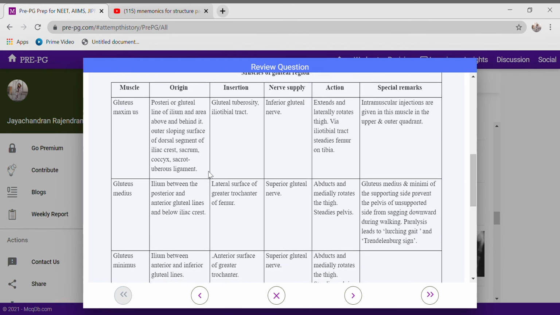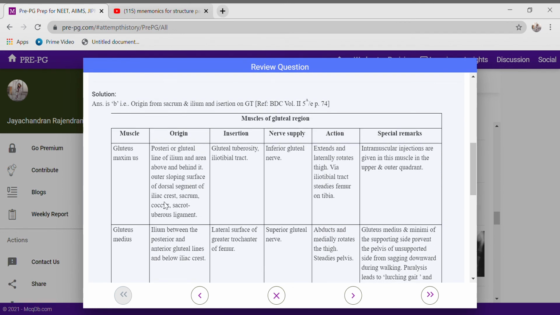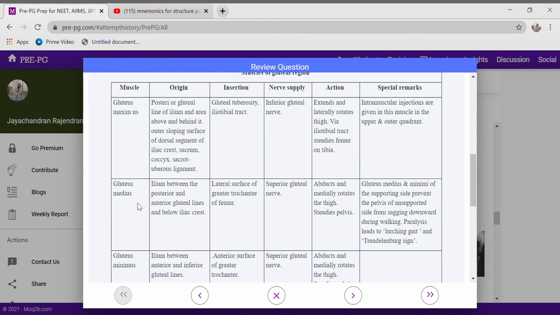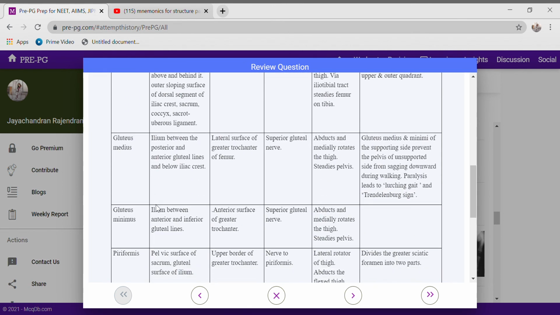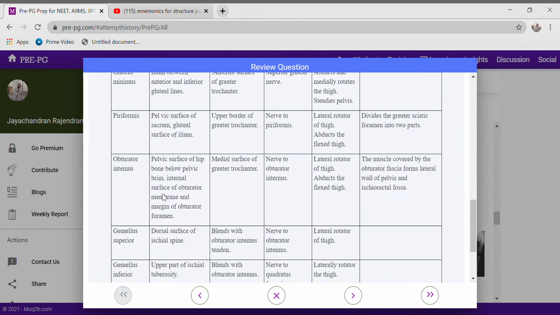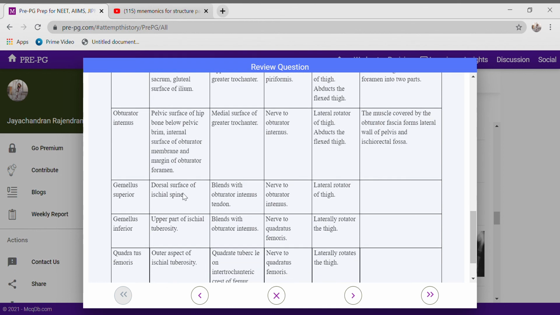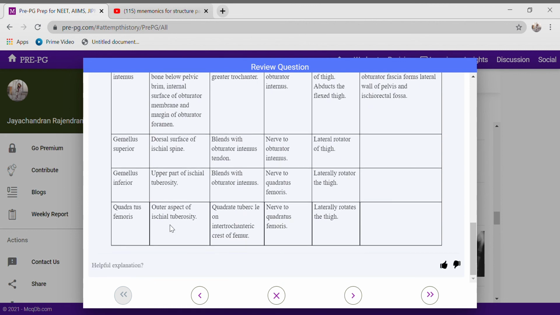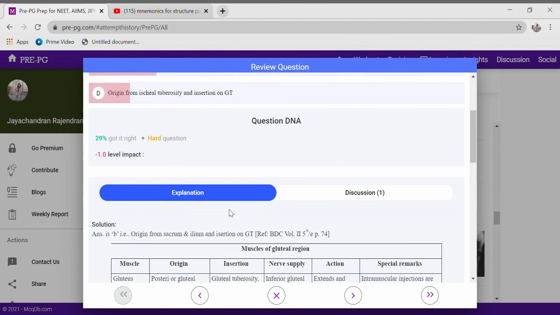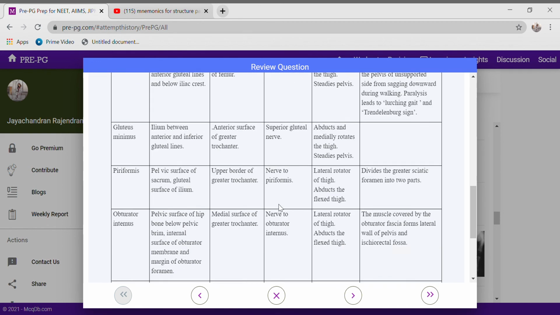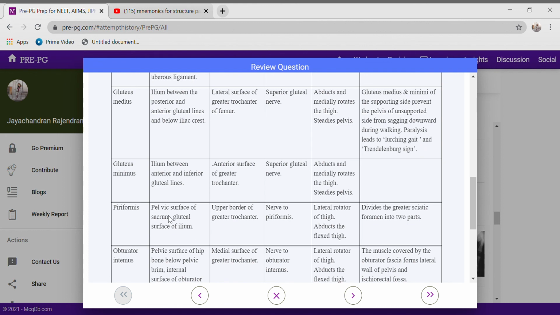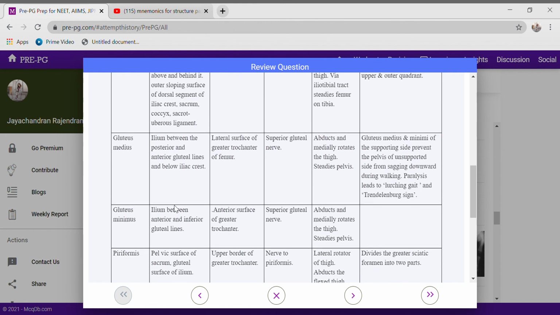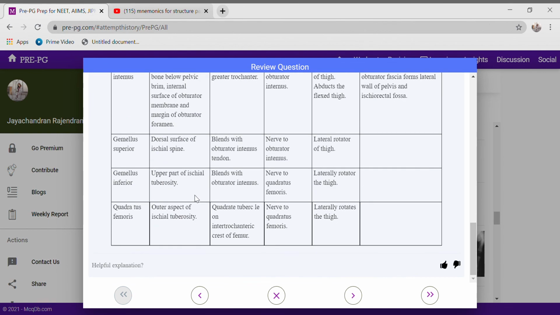From where they get originated: this is originated from the iliac crest, ilium, sacrum and coccyx. Medius from the anterior and posterior gluteal lines, minimus anterior and inferior gluteal lines. Sacrum and ilium for piriformis. Obturator internus is from the obturator foramen, then the ischial spine and the ischial tuberosity. With what they blend is also important. Nerve supply, you know, comes with their names. Everything is a lateral rotator except the medius and the minimus, which are the medial rotators of the thigh region. That comes to the end of the gluteal region muscles.